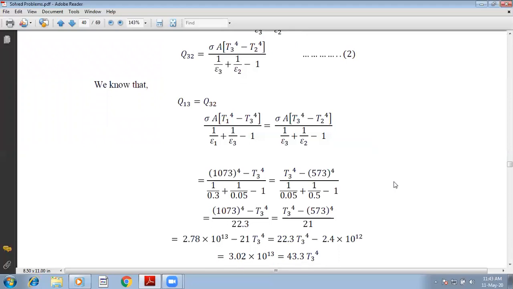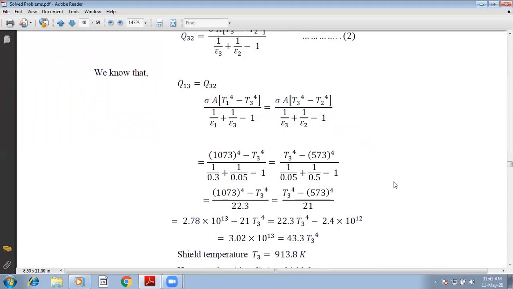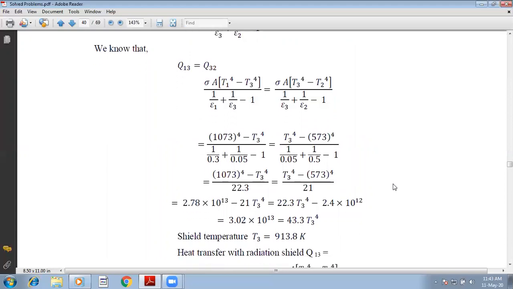If you collect the similar terms on either side and get the value of T3, you will have the temperature of the shield as 913.8 Kelvin. Make sure all the temperatures are substituted in Kelvin only.